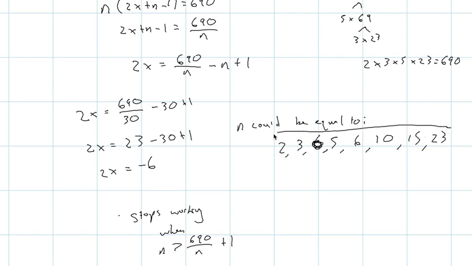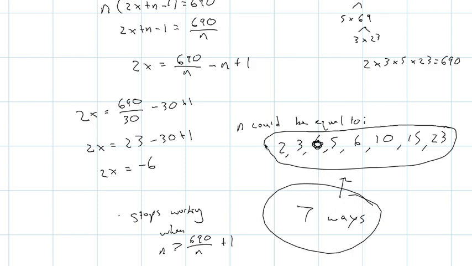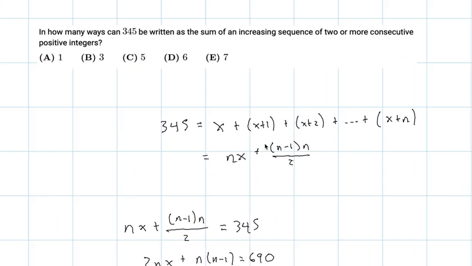So these are all the possible values of n, which means that there are this many possible values of x. And therefore, there are this many ways of writing 345 as the sum of an increasing sequence of 2 or more positive integers. And so the number of ways, there are 7 integers here, so therefore there are 7 ways to do that. And so therefore the answer is choice E.